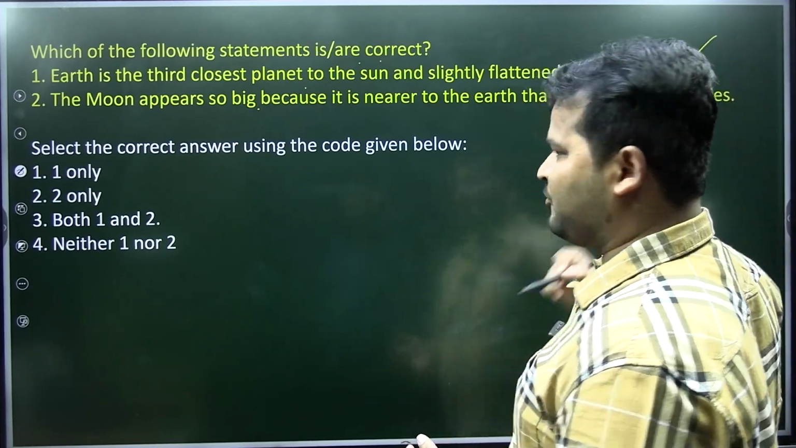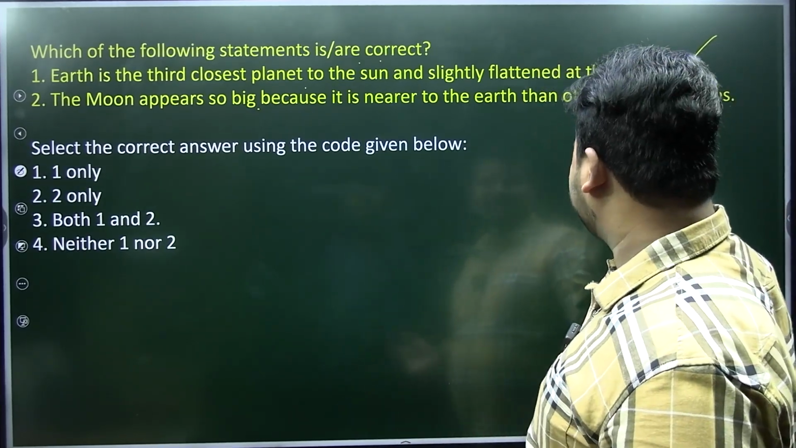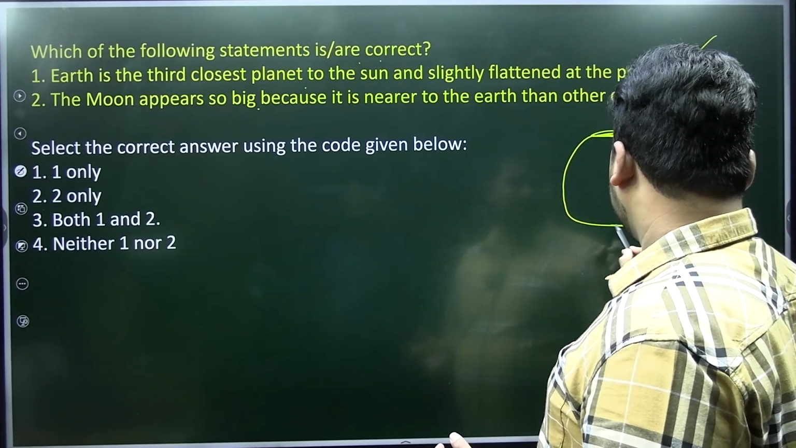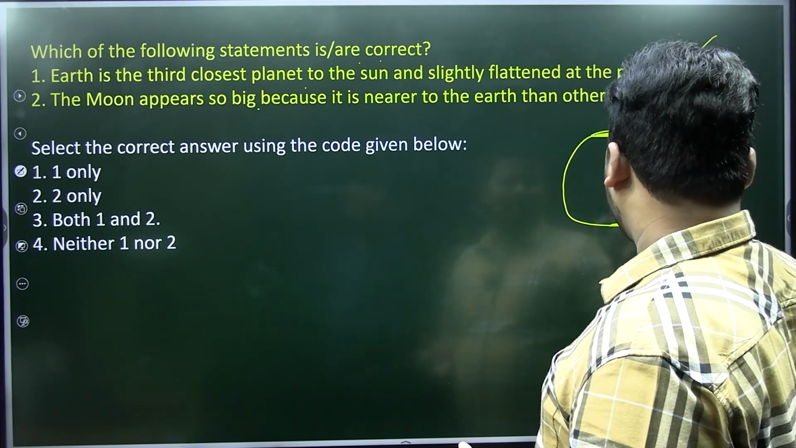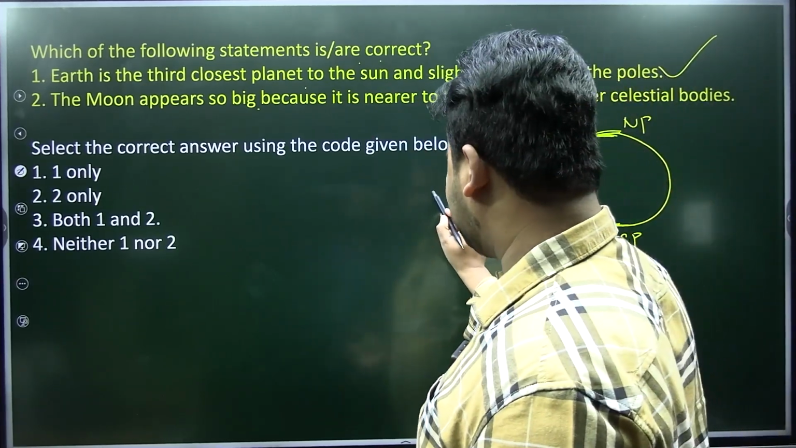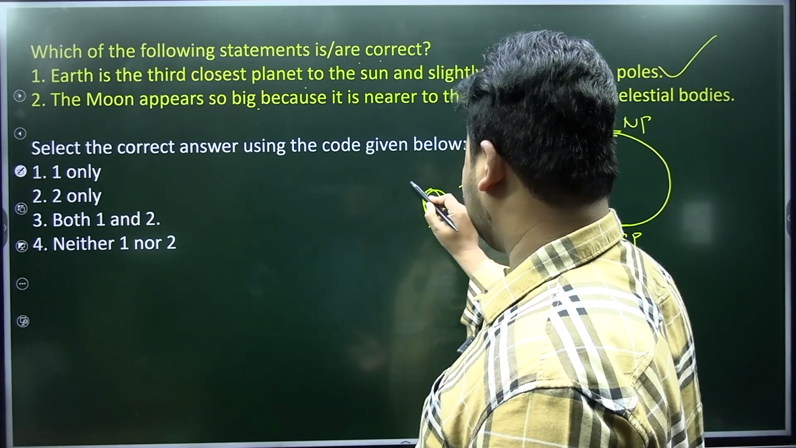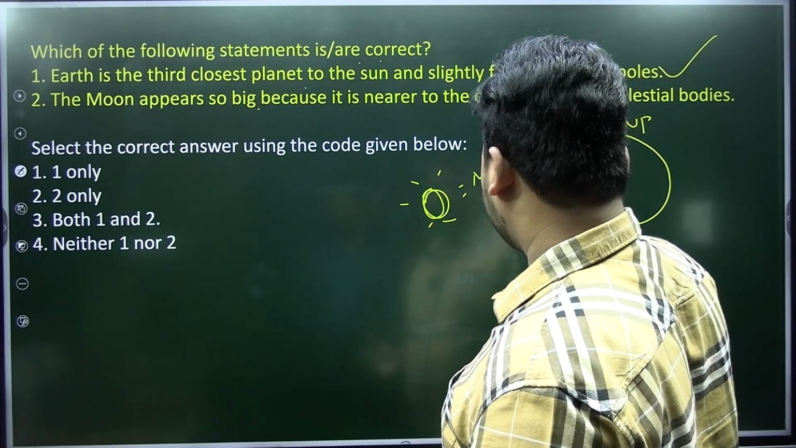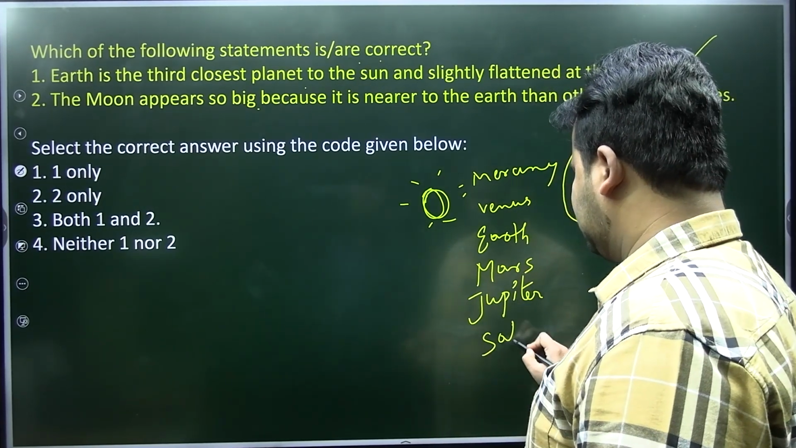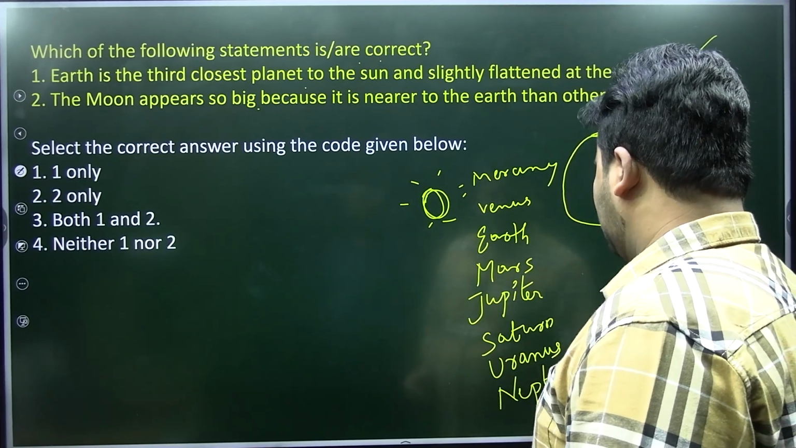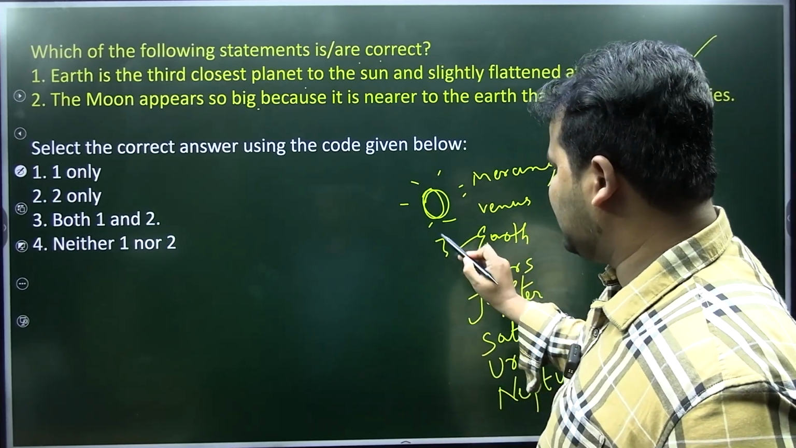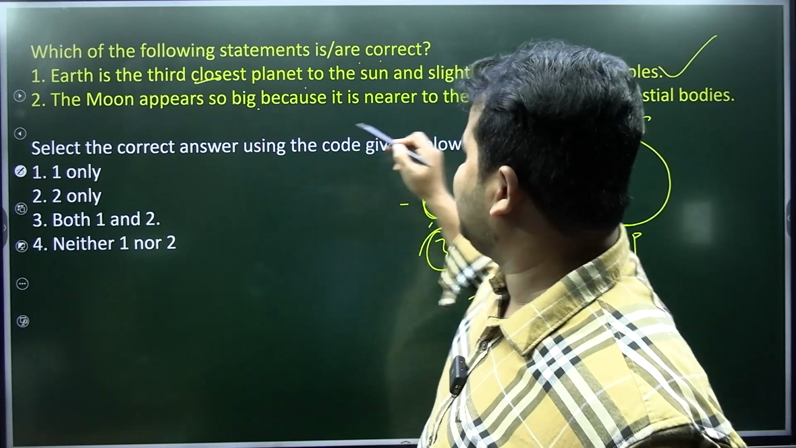So finally, statement 1 is true. Why? Because if we see the shape of the Earth, it is flattened at the North Pole as well as the South Pole. And also it is the third nearest planet from the sun. For example, if this is the sun, the first planet is Mercury, then Venus, Earth, Mars, Jupiter, Saturn, Uranus and Neptune. So these are the actual distant planets. Here Earth stands at third place. So finally statement 1 is true.